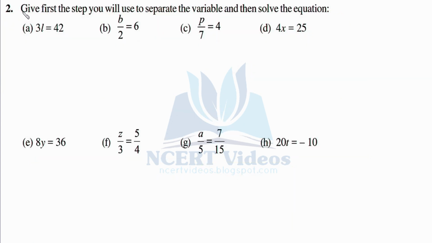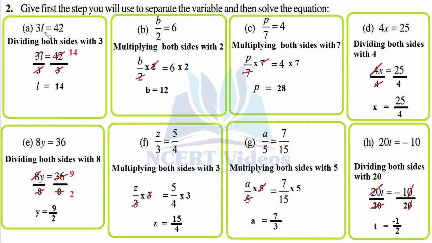Question second. Give first the step you will use to separate the variable and then solve the equation. Same question, but we have to do it with multiplication and division. So we'll have to move constants towards the right hand side and variables towards the left hand side. So we'll have to separate them apart. 3l equals 42. Now this is getting multiplied.